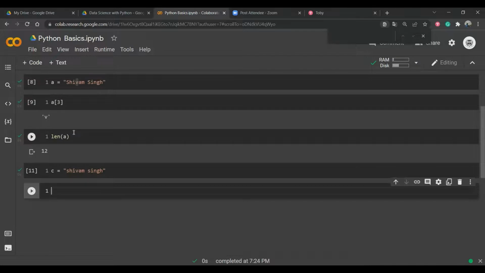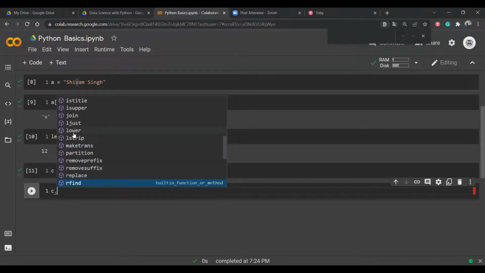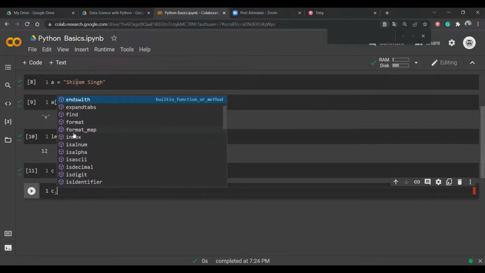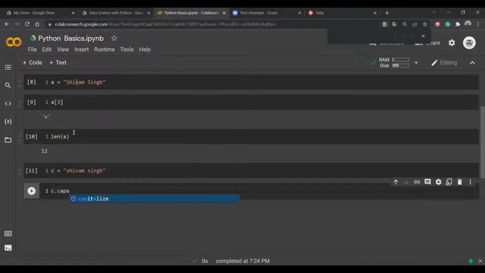Okay, now there are two important built-in methods. Even if you can see, these are all built-in methods which are available, but we need not use all. We are maybe using only 3 or 4 on our daily basis. So there is one method called capitalize.